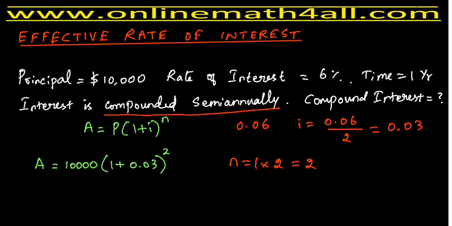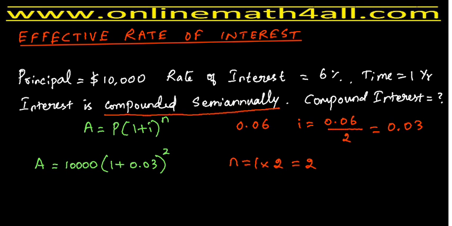So I hope the student will be able to understand how we get the value of i. So to get the value of i in compound interest, first we have to write the percentage in decimal form, and then it has to be divided by the number. It depends upon how interest is going to be compounded. So if interest is compounded semi-annually, we divide by 2. If it is compounded quarterly, we divide by 4. If it is compounded monthly, we divide by 12. If it is compounded annually, we divide by 1.